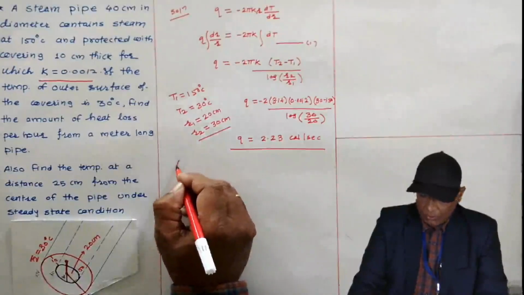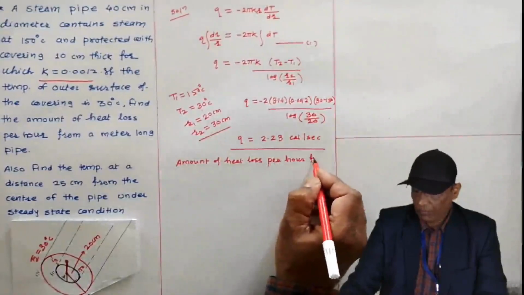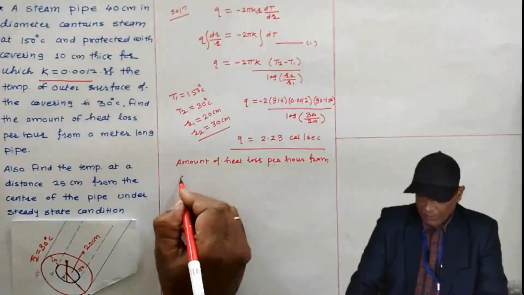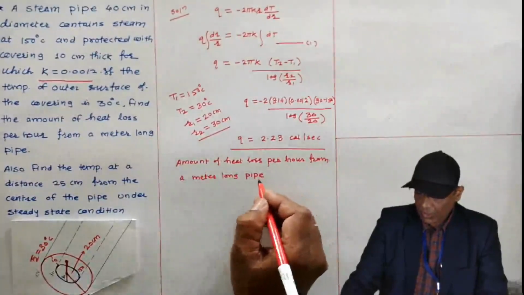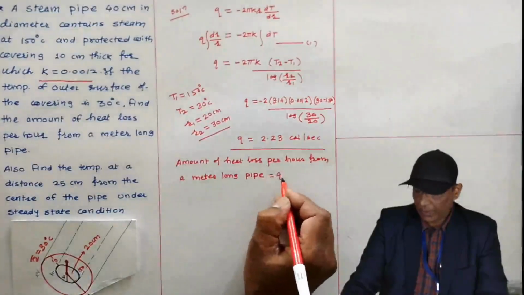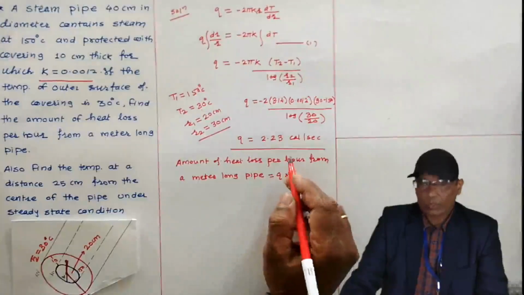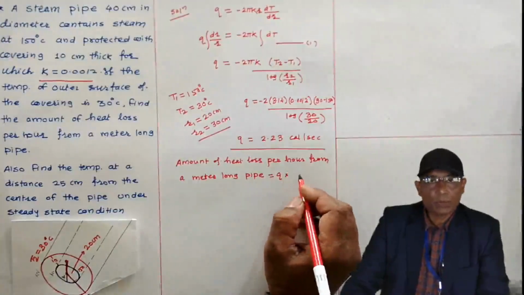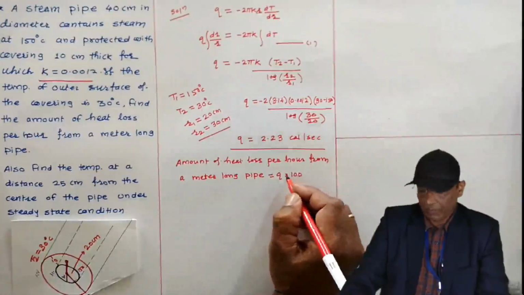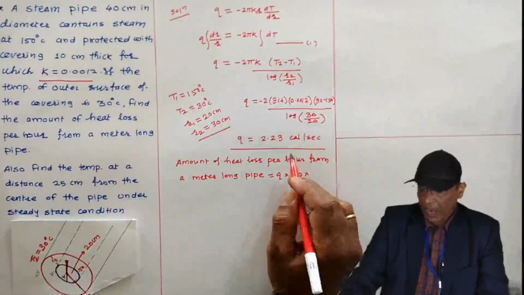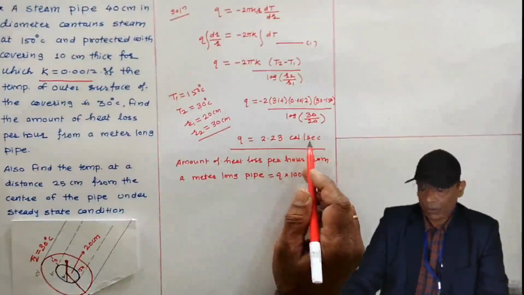Therefore, here I am writing the amount of heat loss per hour from a meter long pipe. This is Q multiplied by 100, because this calculation we have done for 1 centimeter, and 1 meter is about 100 centimeters. And this heat loss we have calculated per second. This is per second heat loss.